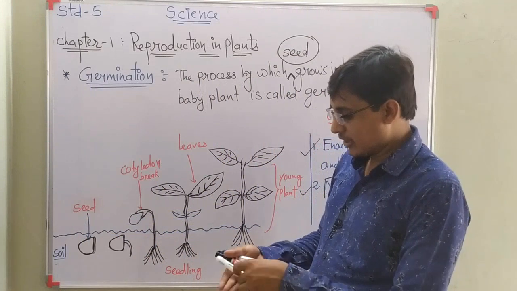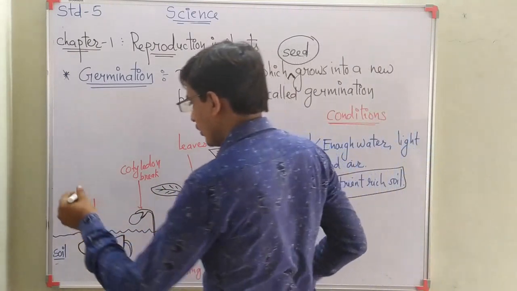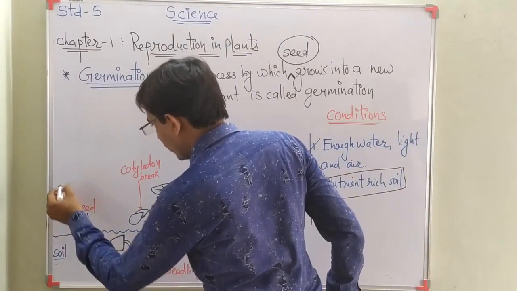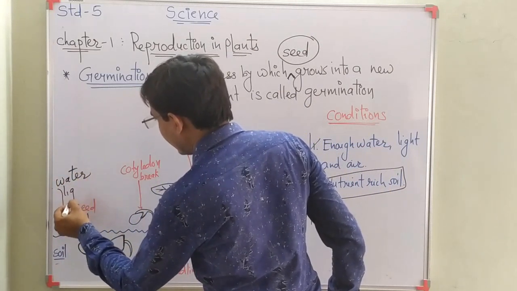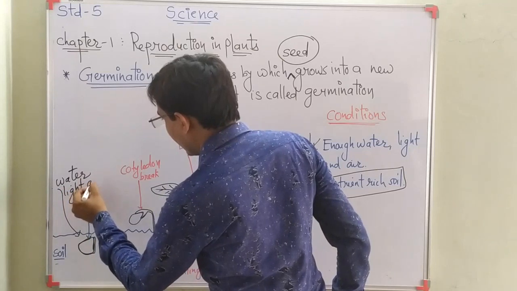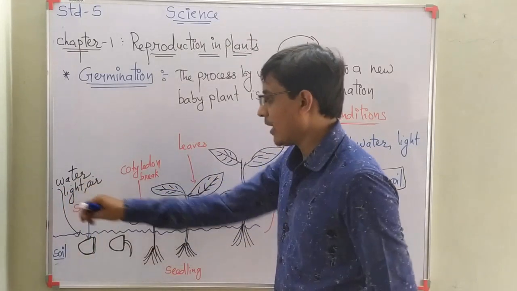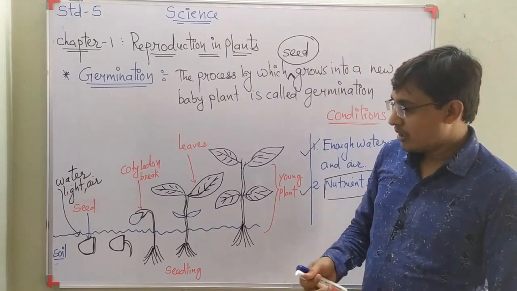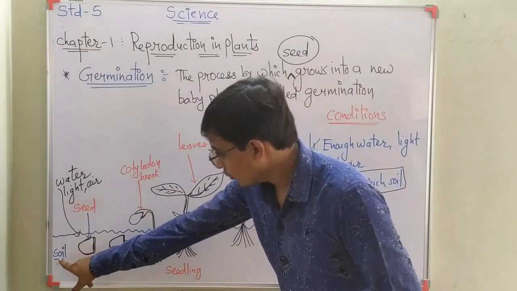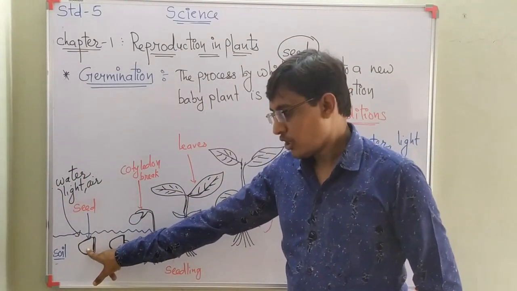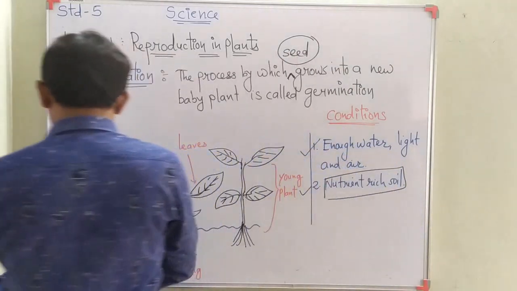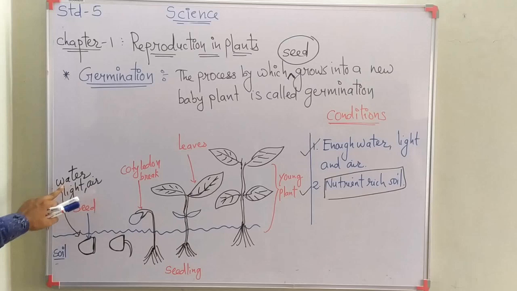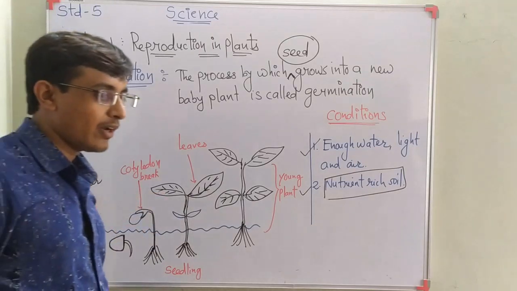Okay, then you give proper water. What do you have to give? Proper water, then light and air. These are the primary requirements. And the seed takes nutrition from the soil. When you sow a seed inside the soil, it takes water, it takes nutrients from the soil, and it will start growing.